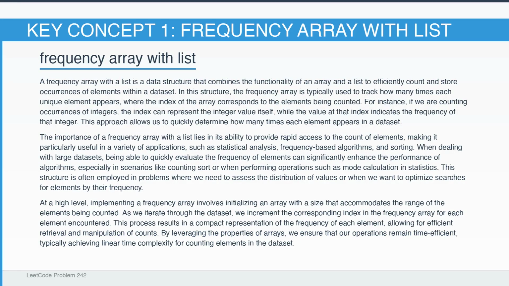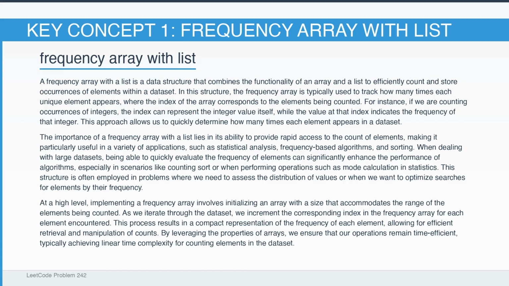A frequency array with a list is a powerful tool for counting and storing occurrences of elements in a dataset. Think of it like a scoreboard that tracks how many times each player scores in a game. In this case, the score corresponds to the occurrence of an element. When we create a frequency array, we initialize an array where each index represents a unique element, such as an integer. The value at each index shows how many times that integer appears.